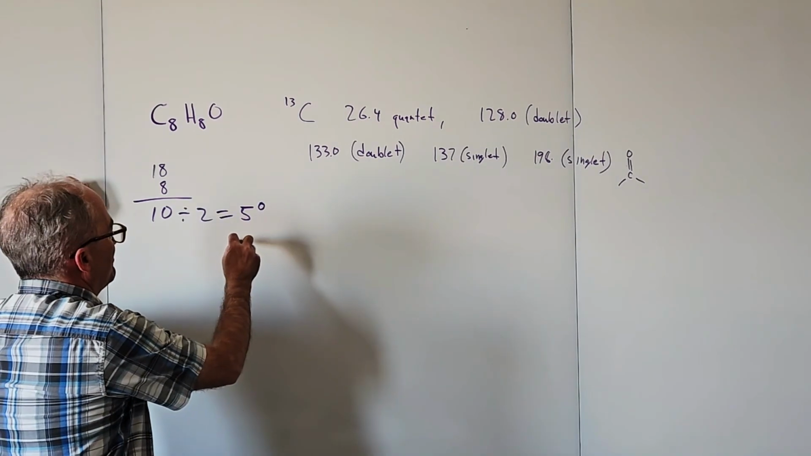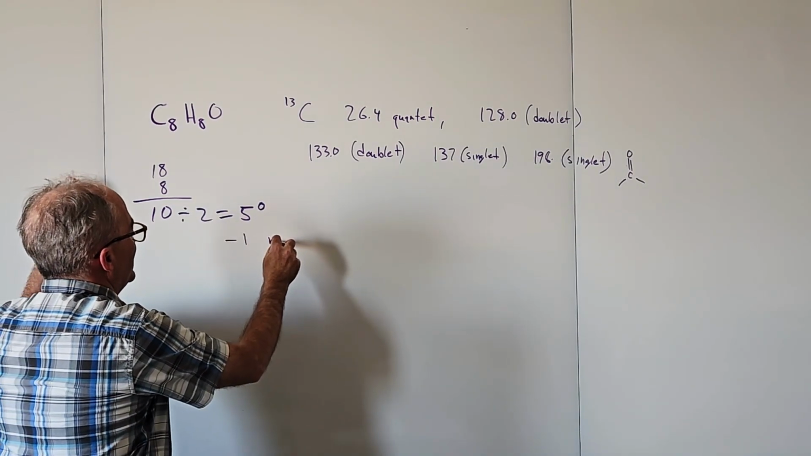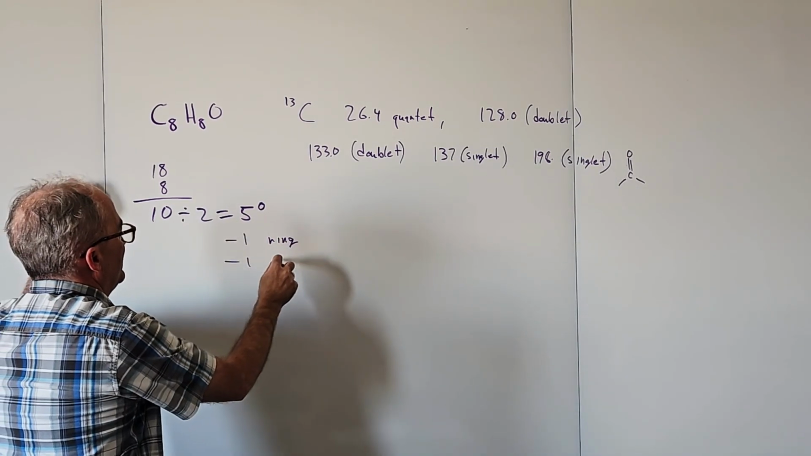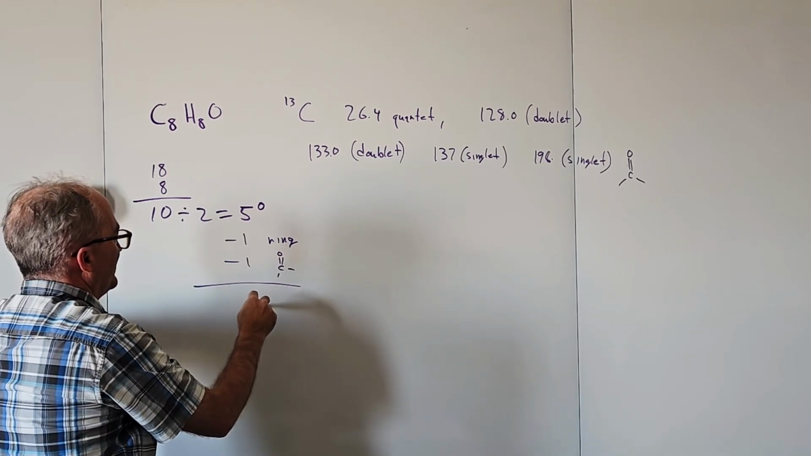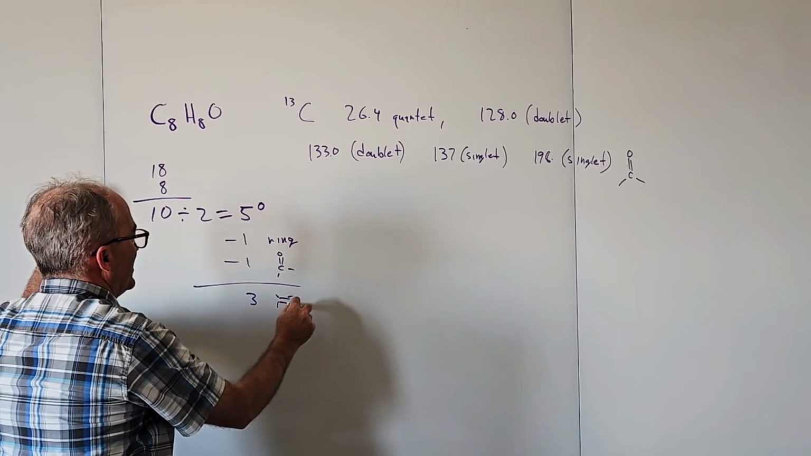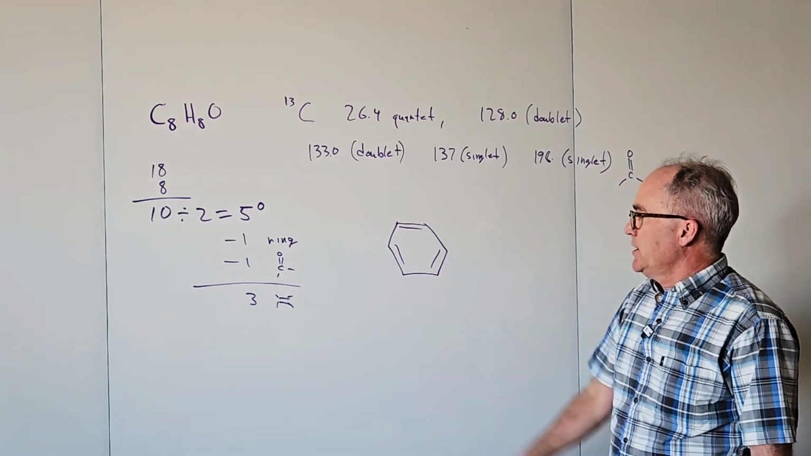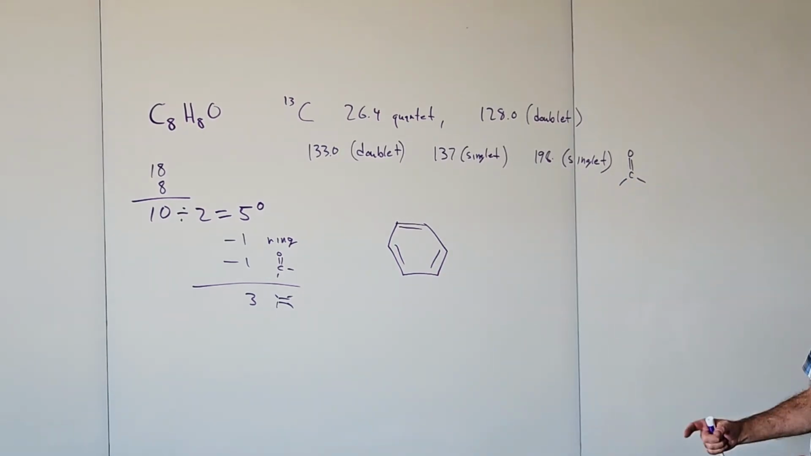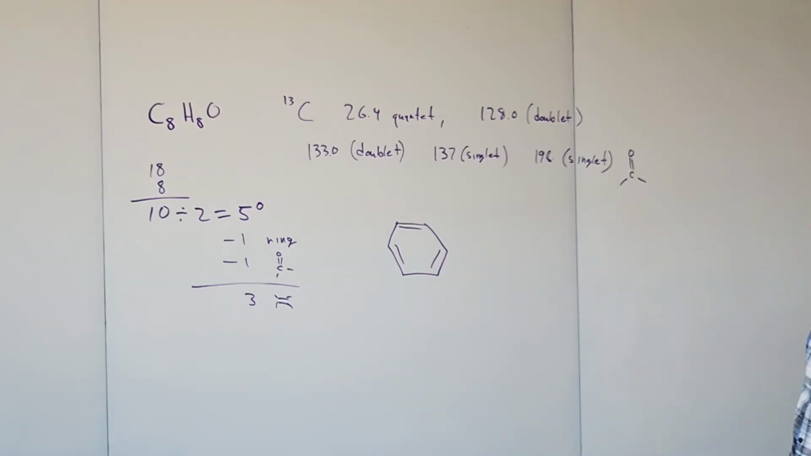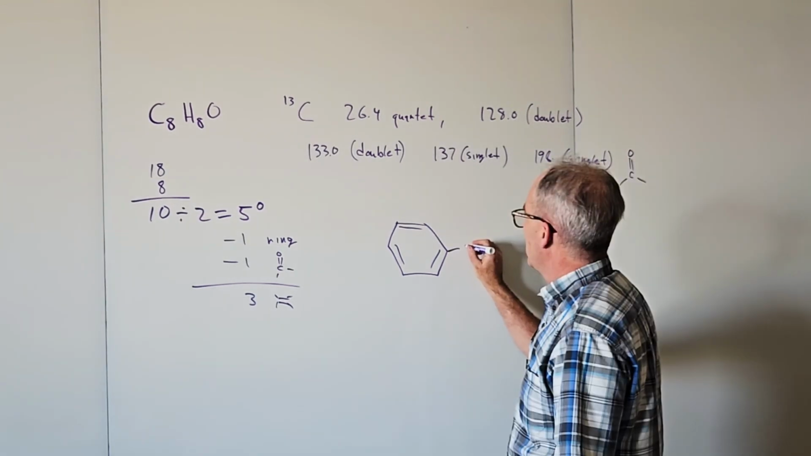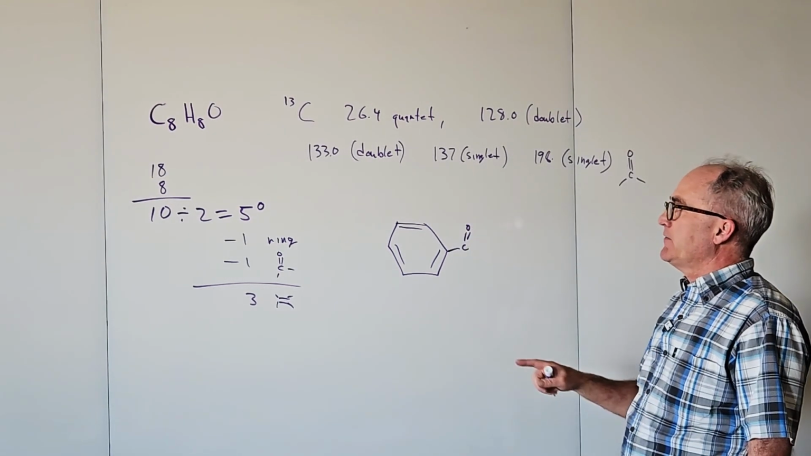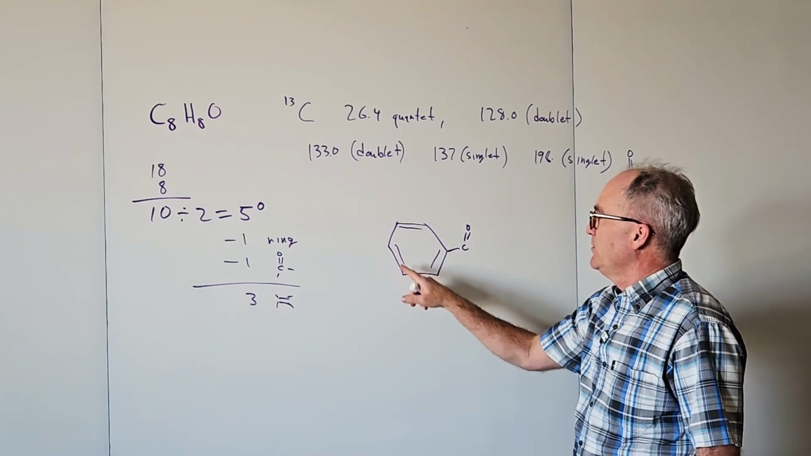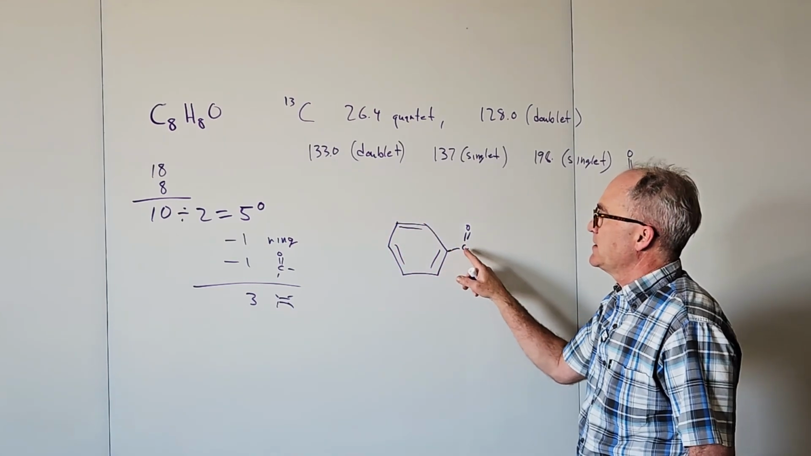So let me just minus 1 ring, perhaps. Minus 1 from the carbonyl carbon. What does that leave? 3 double bonds. So 3 double bonds and a ring get me to 4 degrees of unsaturation. Let's attach the carbonyl carbon. How many carbons do I have now? I think I have 7, right? 1, 2, 3, 4, 5, 6, 7.